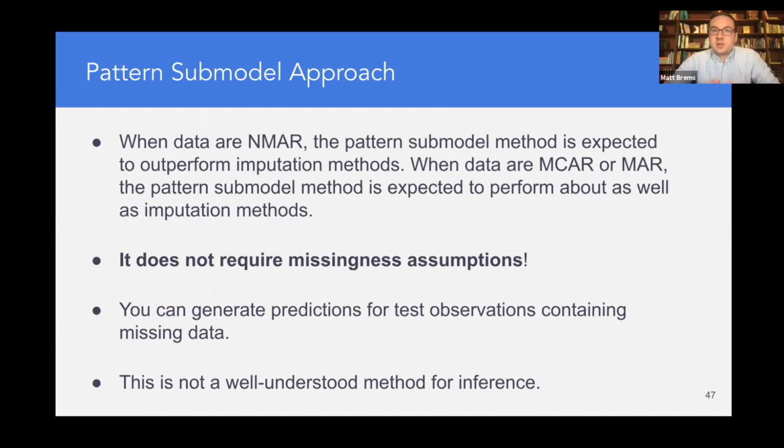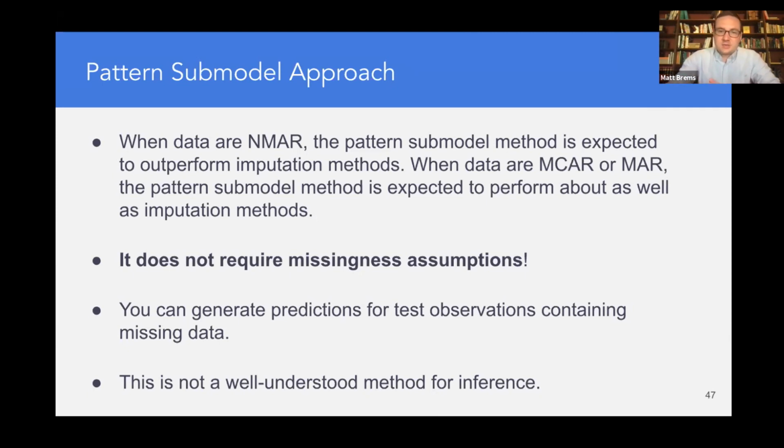So some of the considerations of using this approach. When data are not missing at random, the pattern submodel method is expected to be better than imputation methods. When your data are missing completely at random or missing at random, the pattern submodel method has been shown to perform about as well as imputation methods. So for my money, if I want to do predictions, I'm going to use the pattern submodel approach. It does not require missingness assumptions. We're not making any assumptions about how our data are missing.